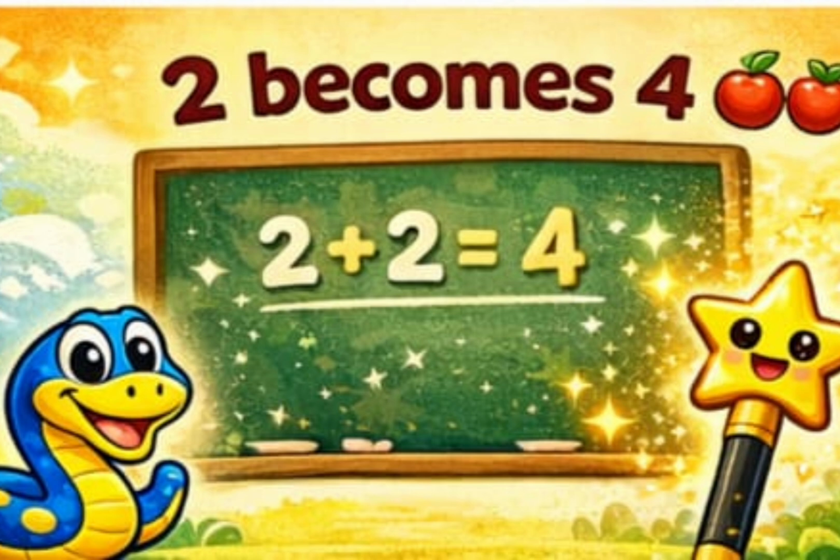2 becomes 4. 2 plus 2 equals 4. 3 plus 3 equals 6. 4 plus 4 equals 8. This is a very tiny function.